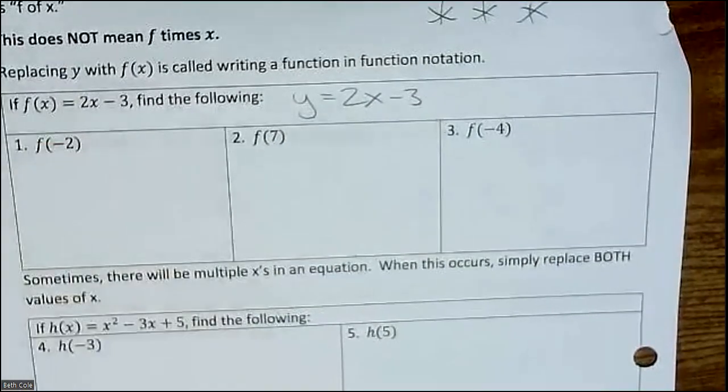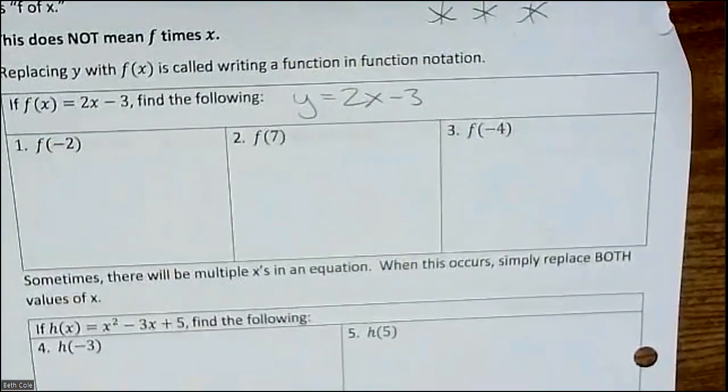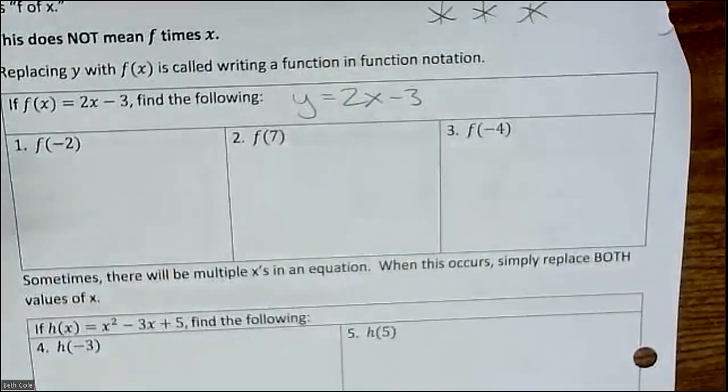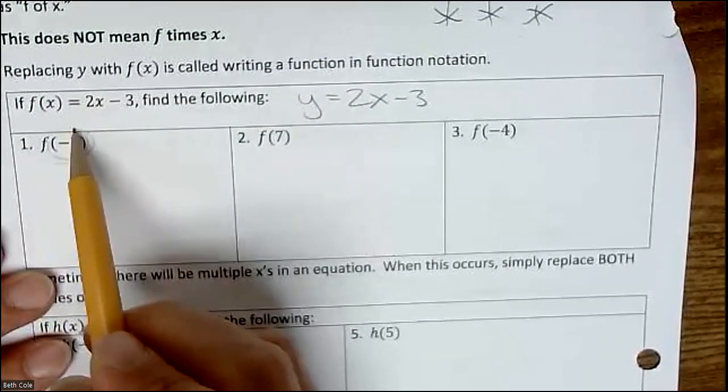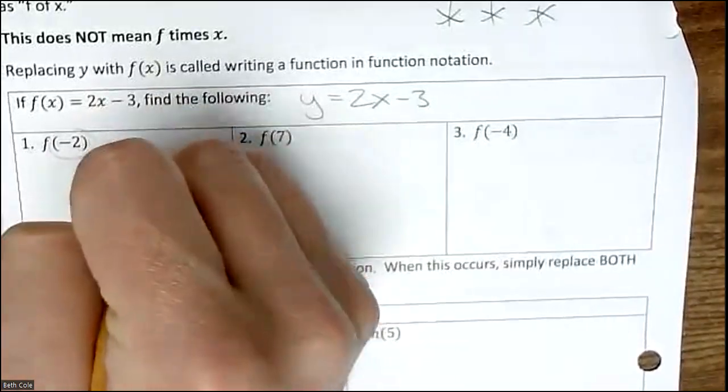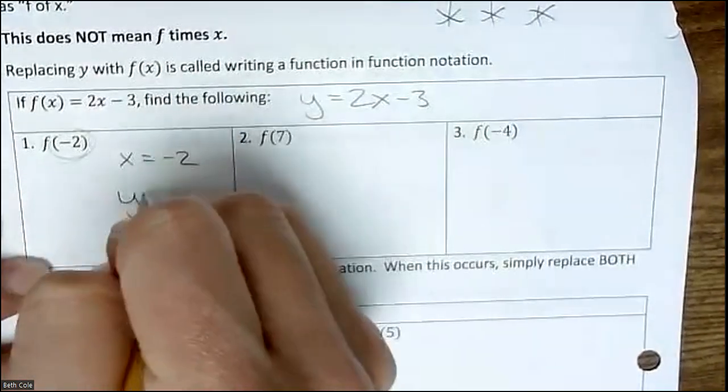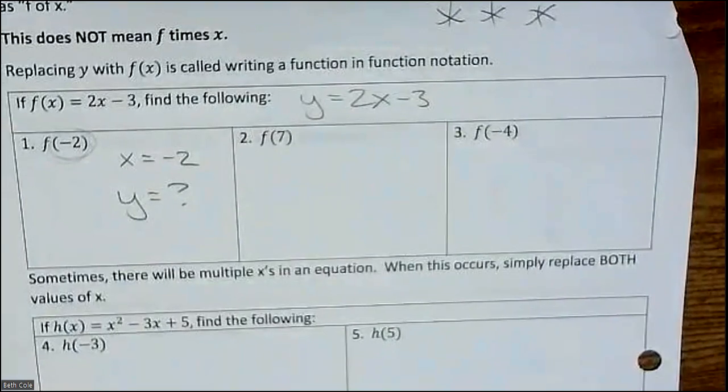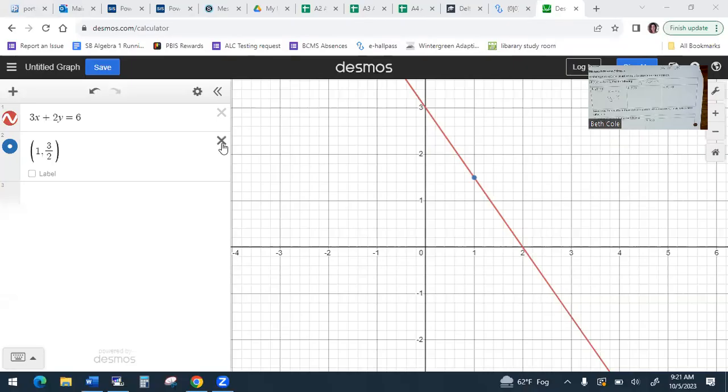Now, when it says f of -2, you're not multiplying anything together. What that means is you want to plug in -2. They're saying -2 is the x. What is the y? That's the question they're asking. If x is -2, what's y? All right. And we're going to type it in the calculator. So I'm going to come on over here. I'm going to use a instead though.